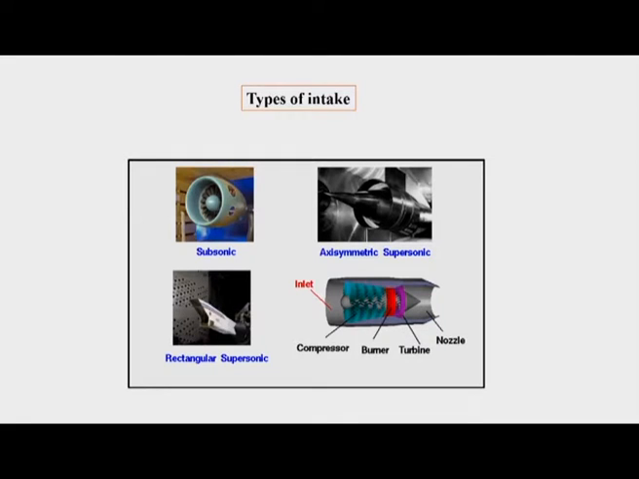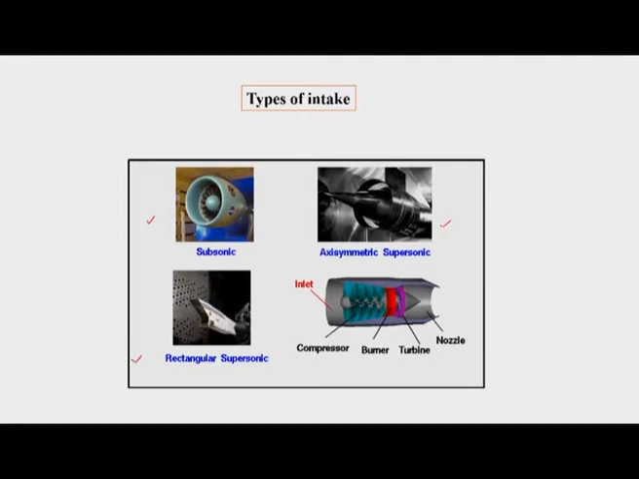Aircraft generally move from subsonic speed to very high, supersonic speed. For subsonic, the typical intake is what we have seen in civil aircraft. But if we want an axisymmetric supersonic flow coming into the engine, then we have an axisymmetric intake. There is also the possibility of a rectangular intake, which is a two-dimensional intake mostly for the supersonic engine.